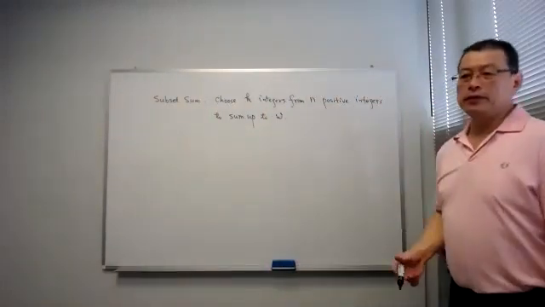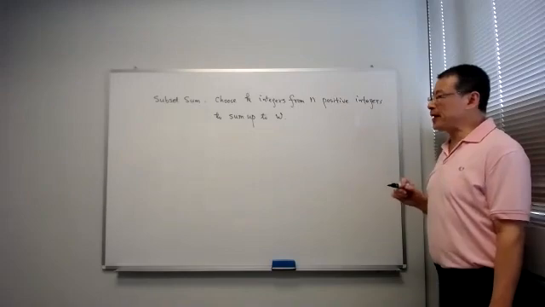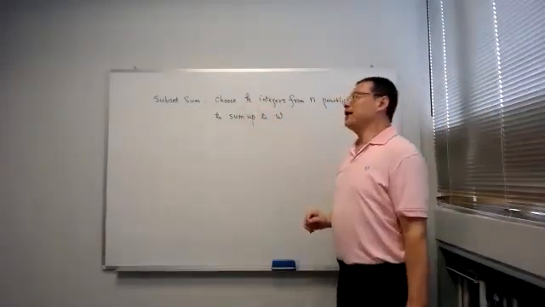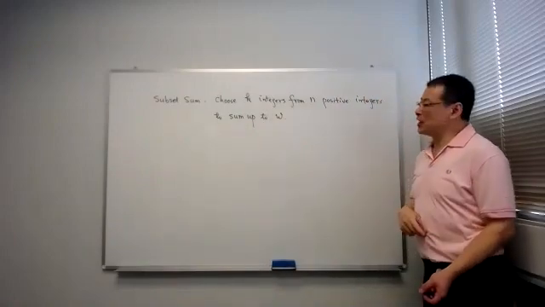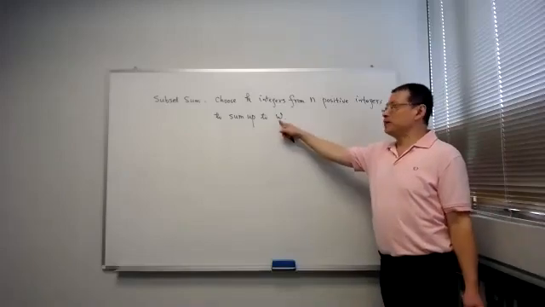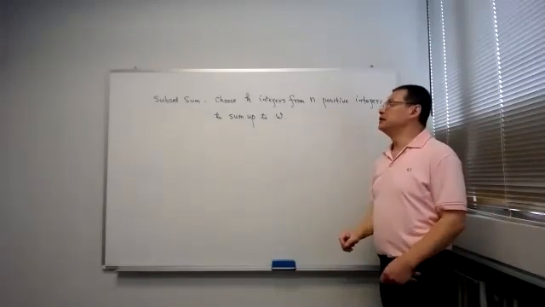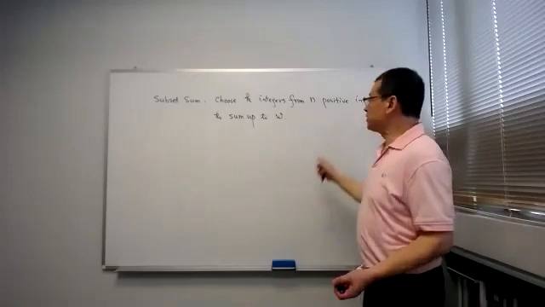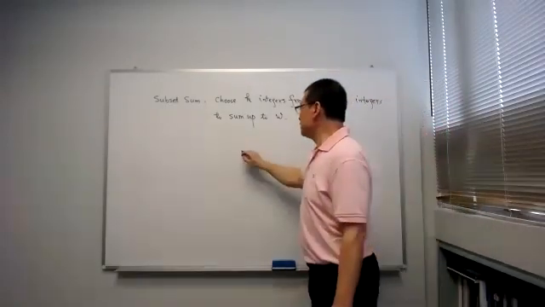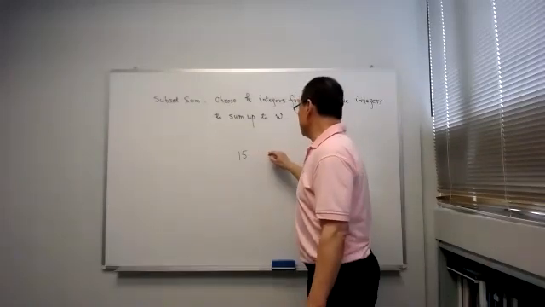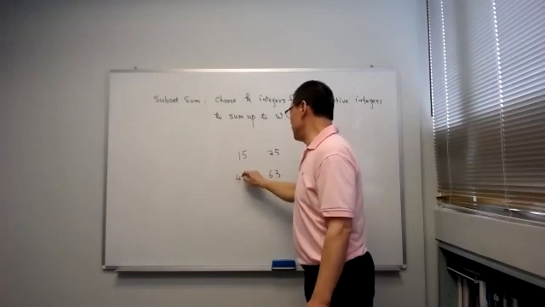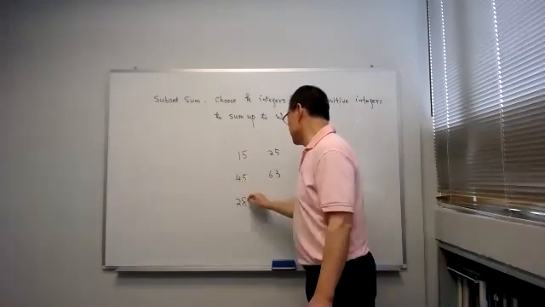Okay, here's the problem. We still choose k objects from n objects. So we have n objects, and we want to choose k objects. Now the requirement is that these k objects have a sum equal to a given number. Here the objects will be positive integers. I have n integers, maybe 15, 25, maybe 63, 45, maybe 28.